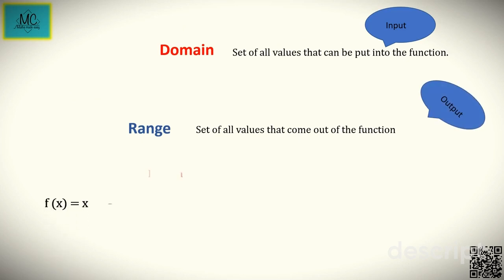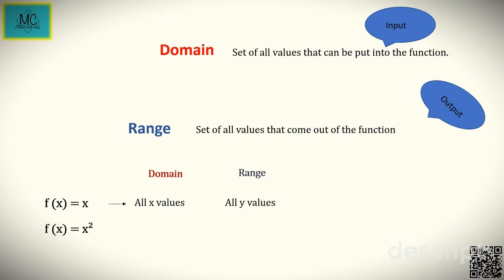Now let's understand this with an example. Consider f of x is equal to x. So the domain of this function is all the possible values that x can take, which is any value. Similarly, the range of the function is all possible values of y, which is also any value.